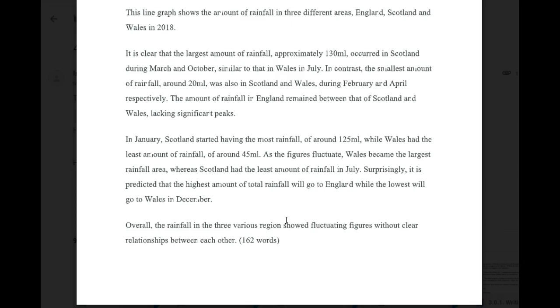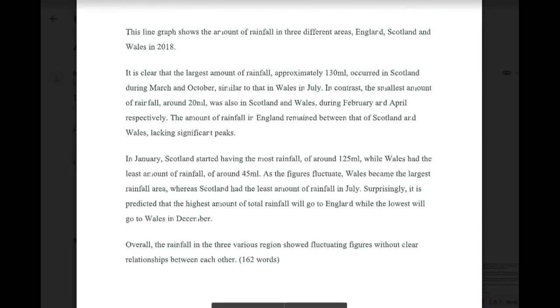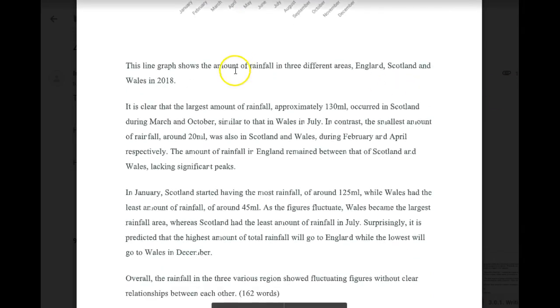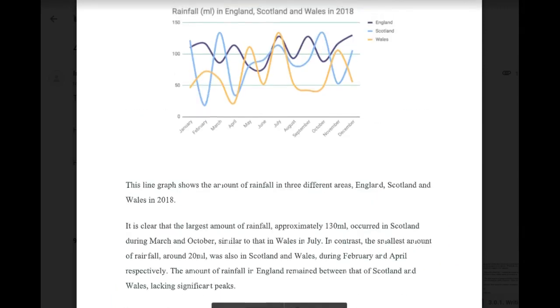Okay, so let's see. Fine, your introduction is fine. Your overview is fine. I've seen lots of different overviews for this particular graph. You basically said that there were lots of fluctuations with no real trends. Yeah, that's true.